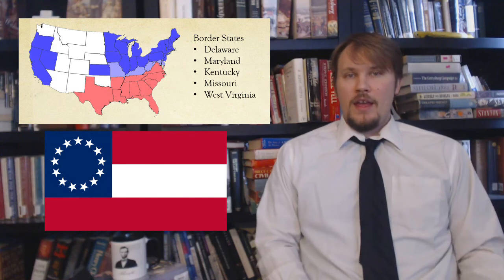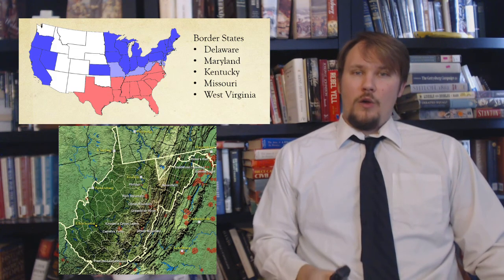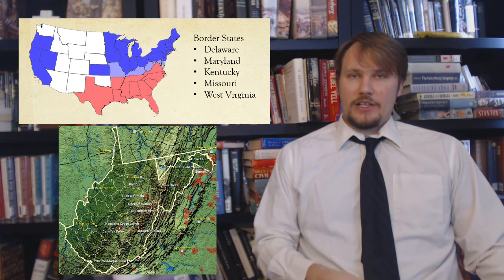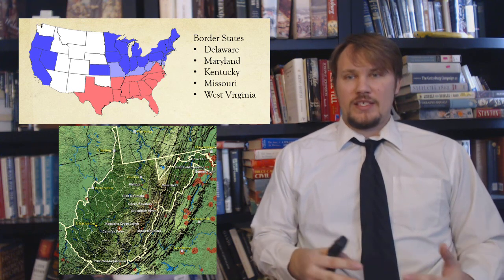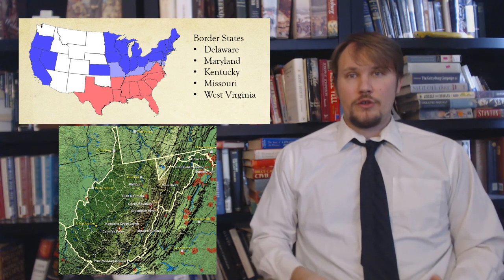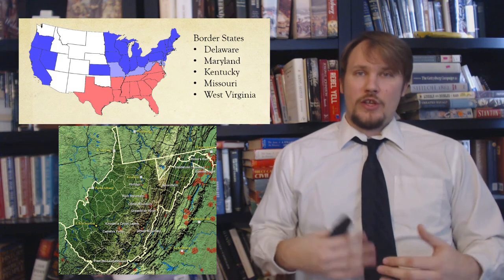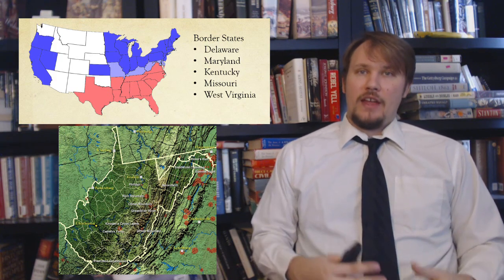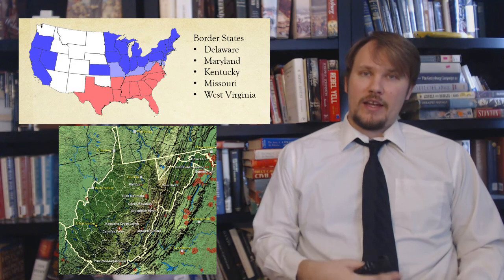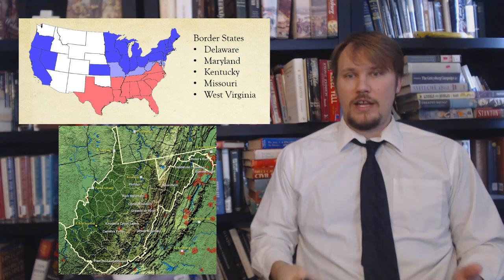Now, the last border state wasn't a border state when the war started. West Virginia is a section of Virginia that did not agree with secession. So when the state of Virginia seceded, the people of Western Virginia decided to secede from the state of Virginia. So they put this plan in motion, and then in 1863 they were recognized as their own state, and they were admitted as the state of West Virginia in 1863 as a free state.